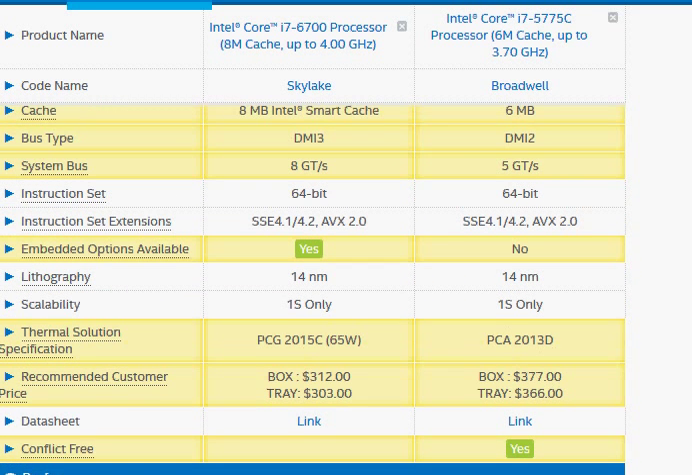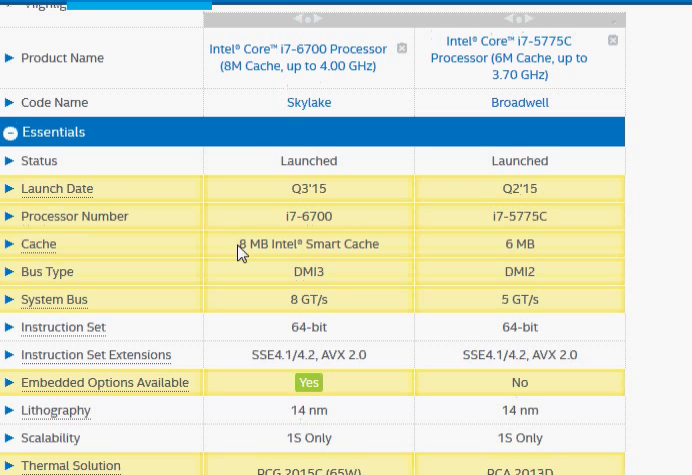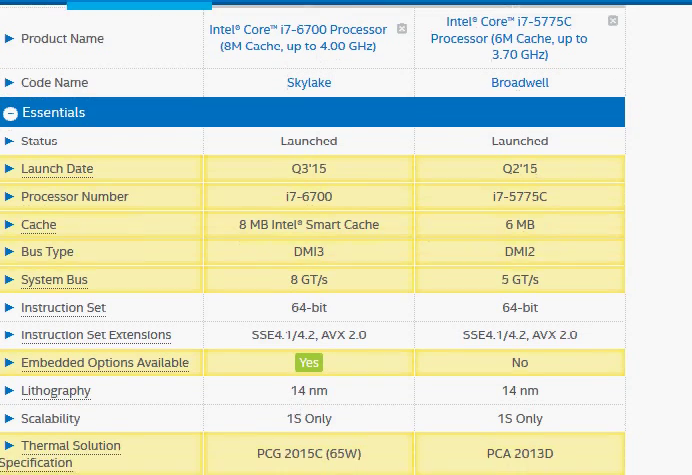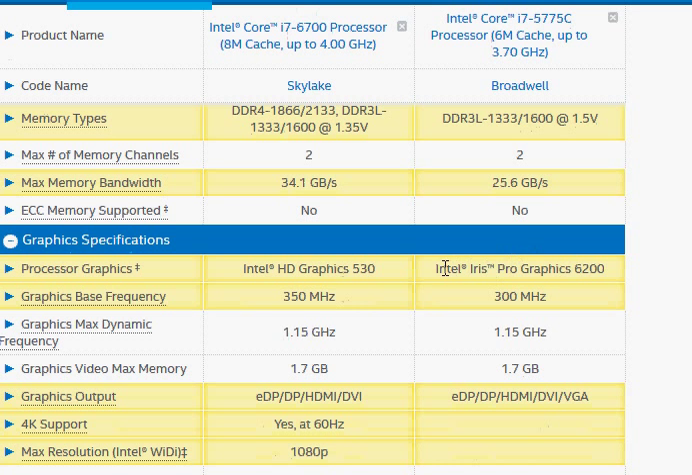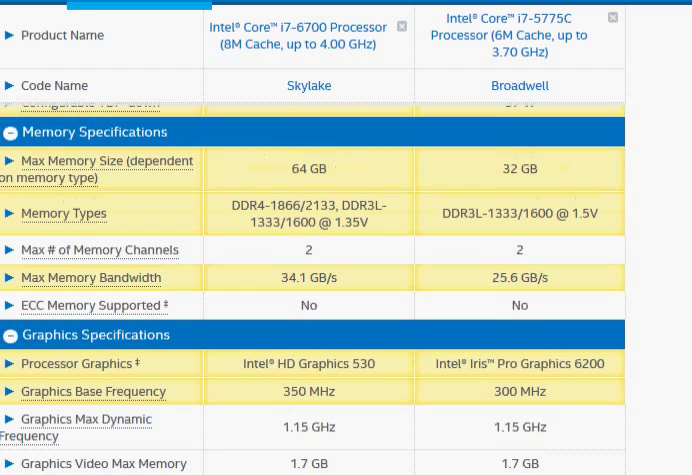The other specs are also the same, though we see a higher 8 MB cache versus 6 MB cache for Broadwell, and the reason, I think, has to do with the integrated graphics. The Broadwell has a much better integrated graphics, the Iris Pro 6200 versus the HD Graphics 530. The Iris Graphics 6200 is 50% faster than the HD Graphics 530, and that's one reason if you are looking for better integrated graphics performance, I would recommend Broadwell. You'll see the numbers later, but before that, a couple more things.